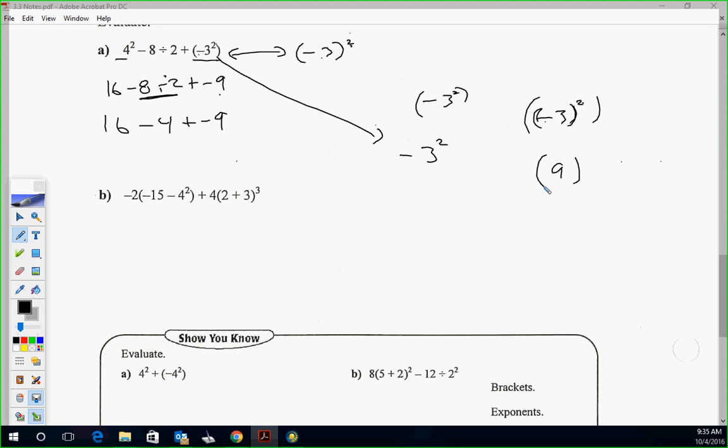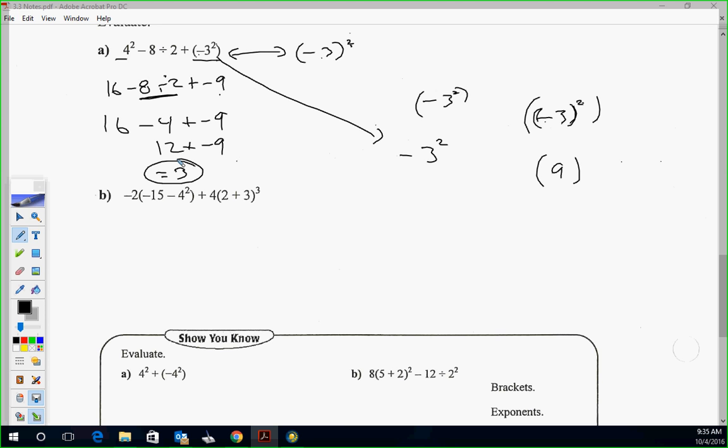All right, so then we have 16 minus, now when it's plus and minuses, we just go left to right. 16 minus 4, 12. 12 plus a negative 9 is 3. So that one is 3 for the first one. You guys are doing a great job participating on the first two. I'll do those, and you guys are welcome to ask questions. And then on these ones, I'll let you guys give me some input on the show-yous. I like the participation, though.